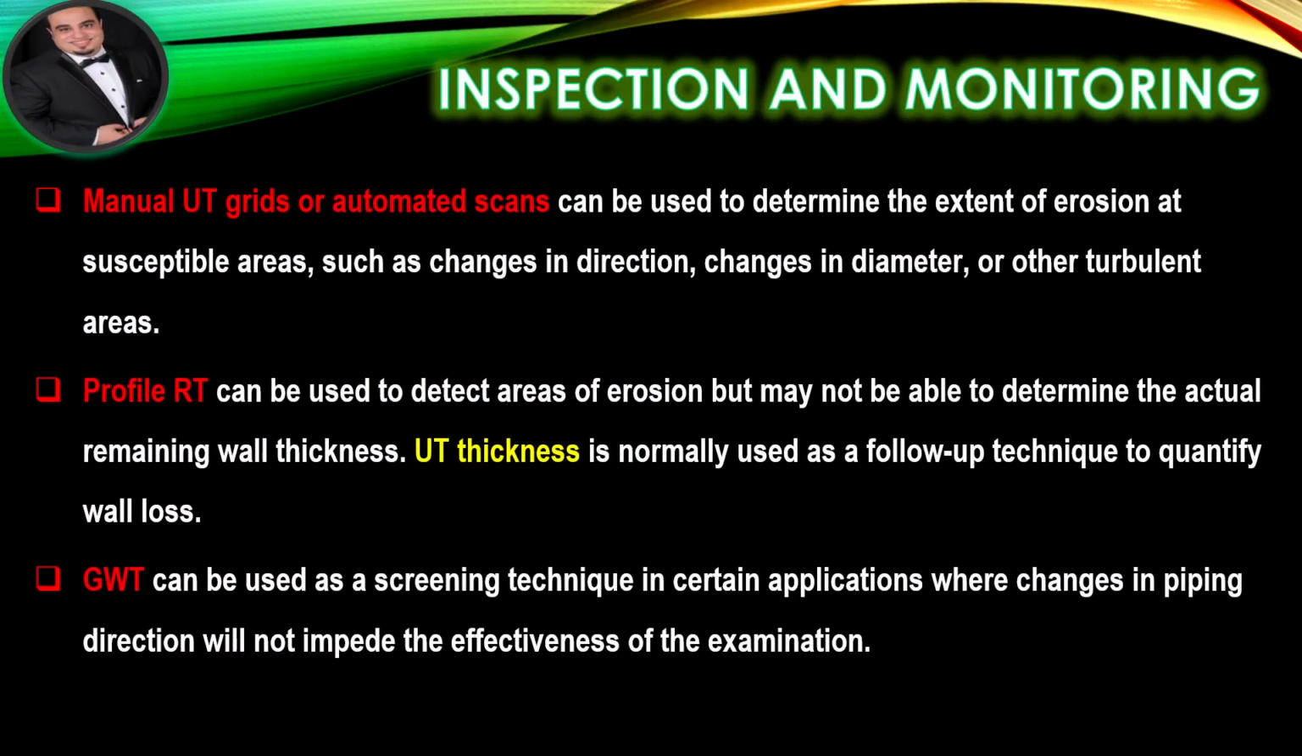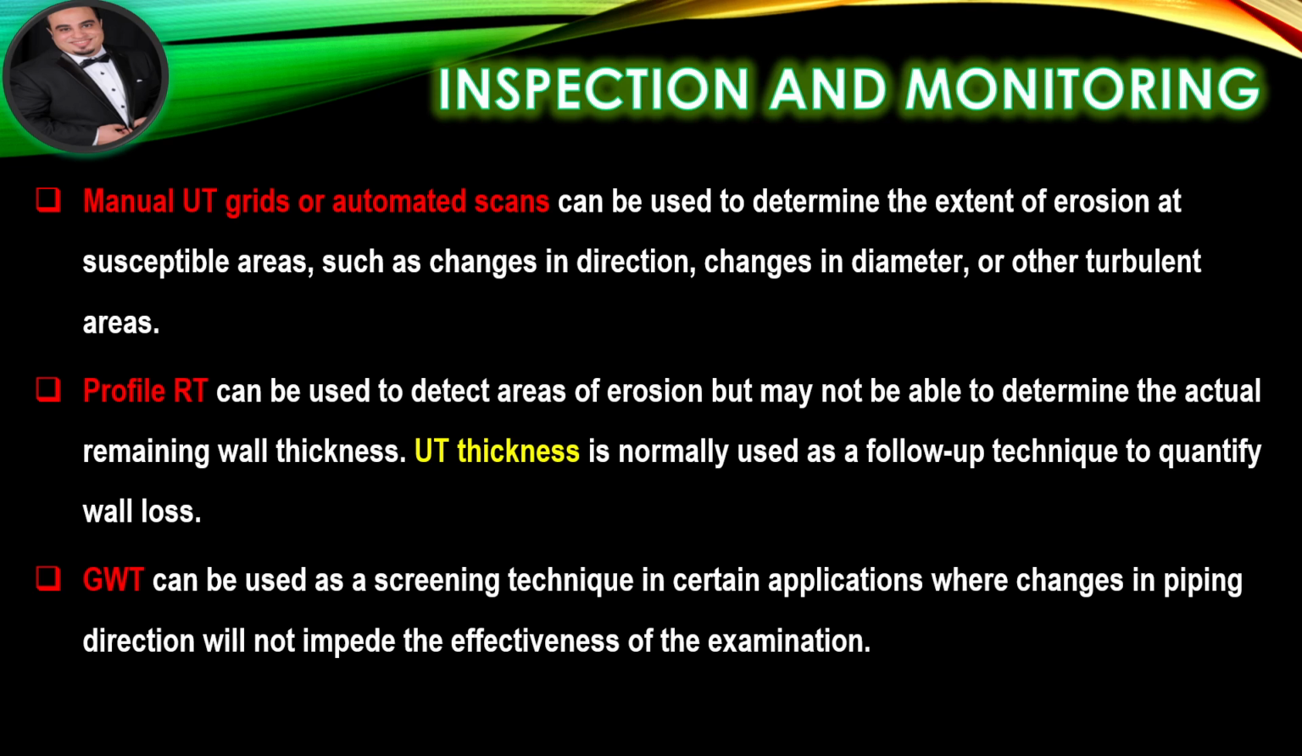Inspection and monitoring. Manual UT grids or automated scans can be used to determine the extent of erosion at susceptible areas, such as changes in direction, changes in diameter, or other turbulent areas. Profile RT can be used to detect areas of erosion but may not be able to determine the actual remaining wall thickness. UT thickness is normally used as a follow-up technique to quantify wall loss.